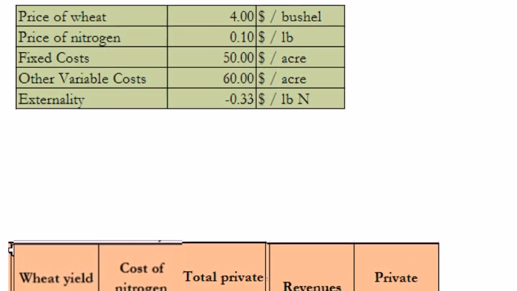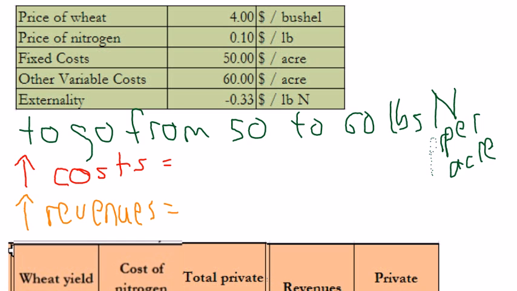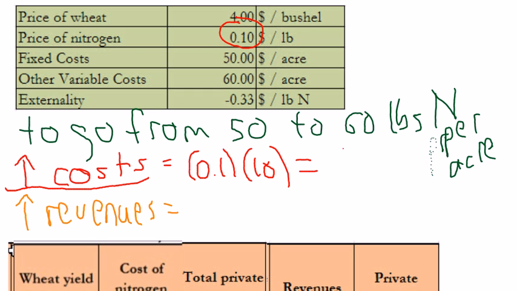So what we're asking is, if we start from the point where we're applying 50 pounds of nitrogen per acre and then we increase it to 60, what are those additional costs? How much do costs go up and how much do revenues go up? Well, first let's look at the increase in cost. We know that the price of nitrogen is 10 cents per pound. So we'll put the price of nitrogen right here, 10 cents per pound. And to go from 50 to 60 pounds, we're adding 10 more pounds of nitrogen. So our costs are going to go up by $1.